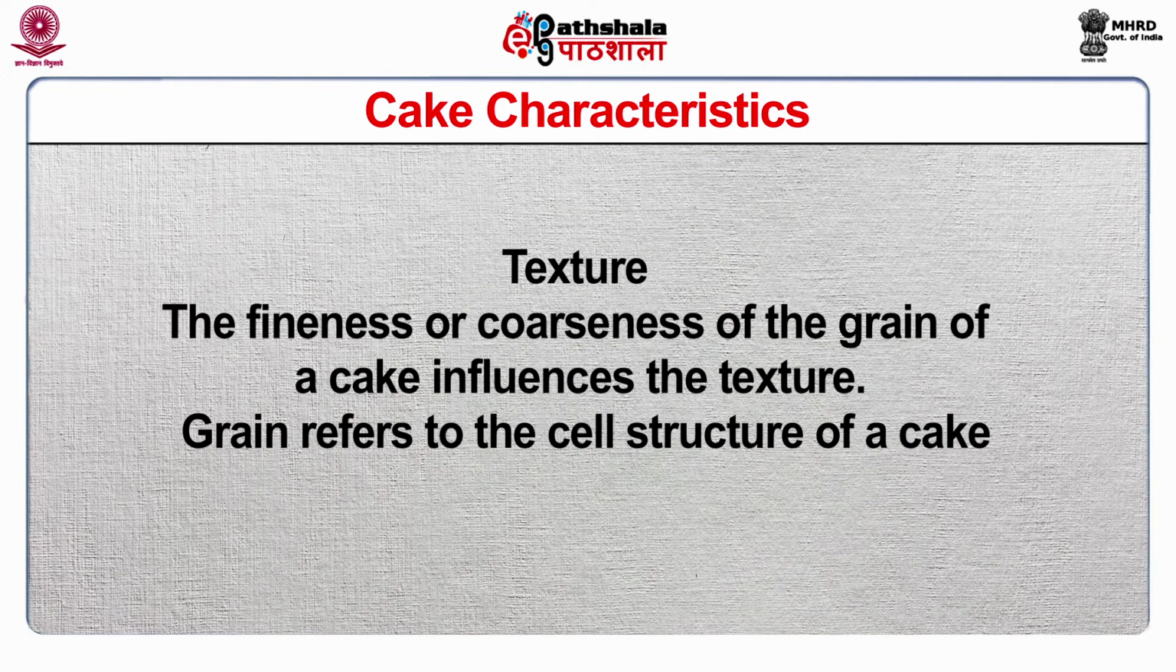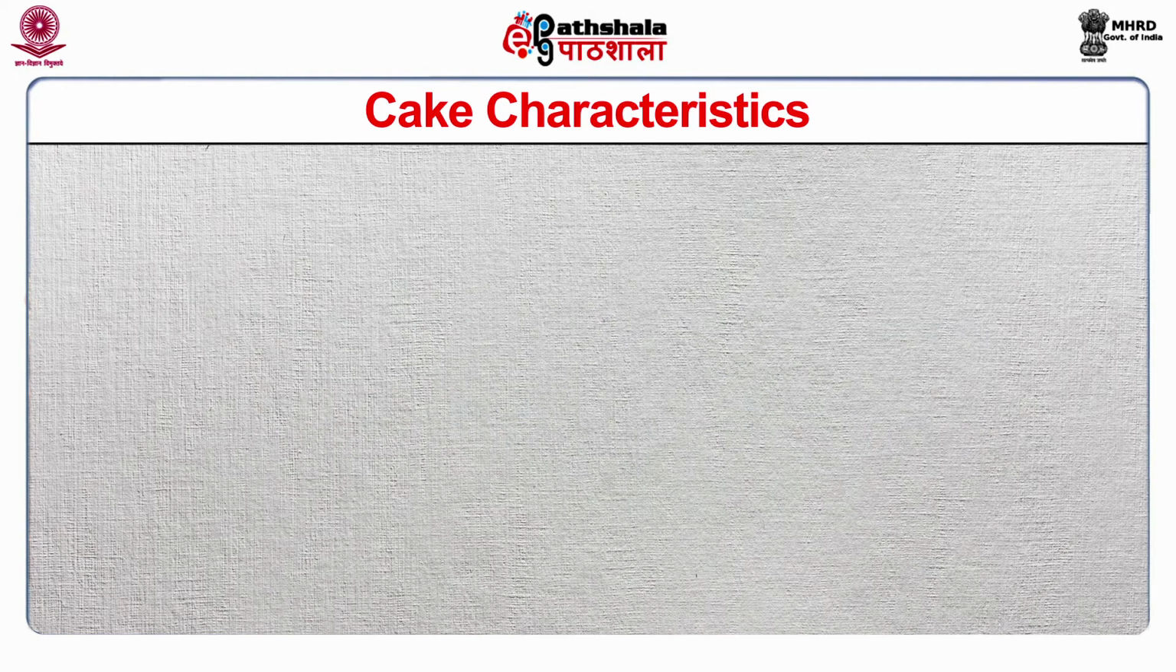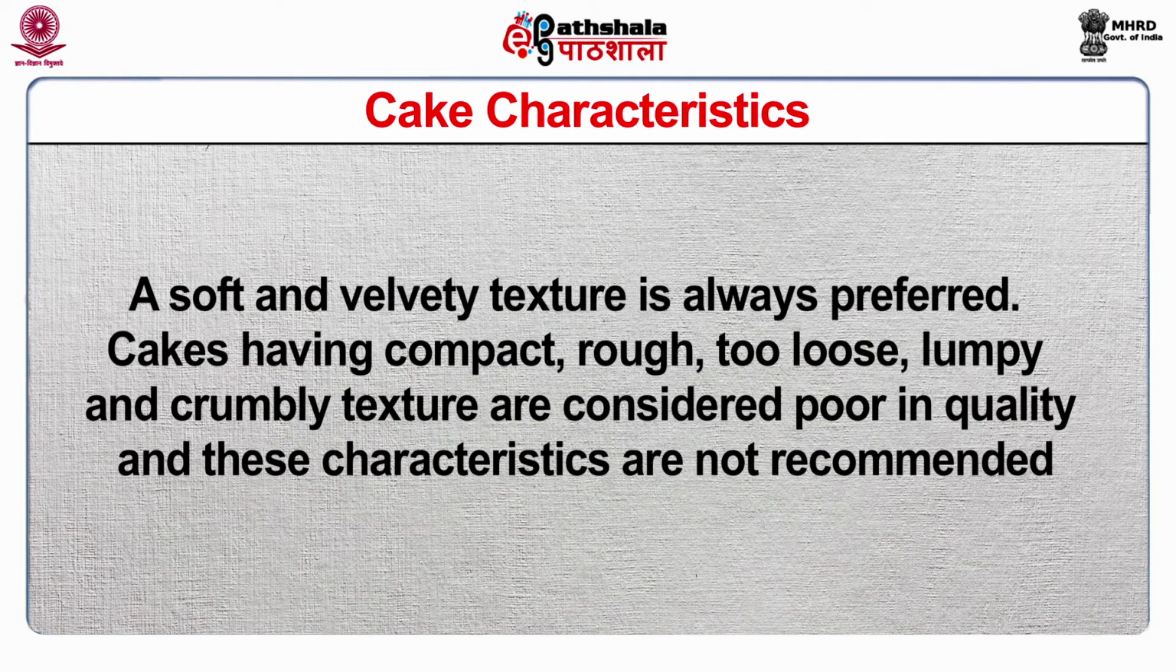Now texture. The fineness or coarseness of the grain of a cake influences the texture. Grain refers to the cell structure of a cake. A soft and velvety texture is always preferred. Cakes having compact, rough, too loose, lumpy and crumbly textures are considered poor in quality and these characteristics are not recommended.